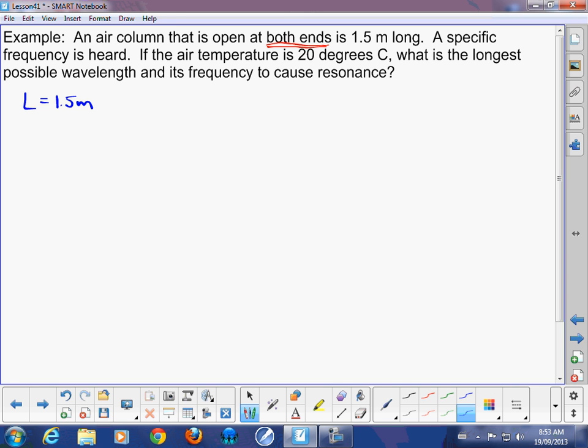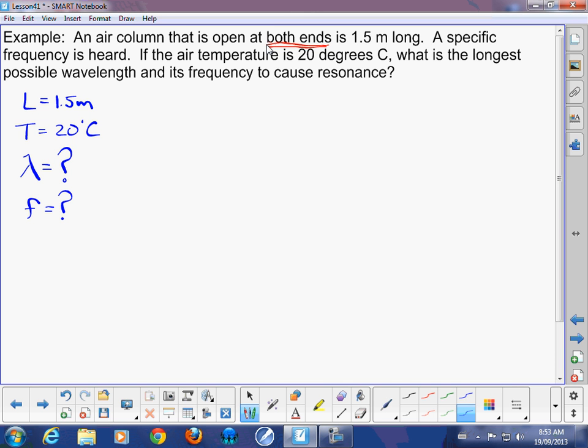A specific frequency is heard, so no information is given there. If the air temperature is 20 degrees Celsius, what is the longest possible wavelength and its frequency to cause resonance? So we're looking for the longest possible wavelength, lambda, and we're also looking for our frequency, also an unknown. So there's two things we need to calculate here.